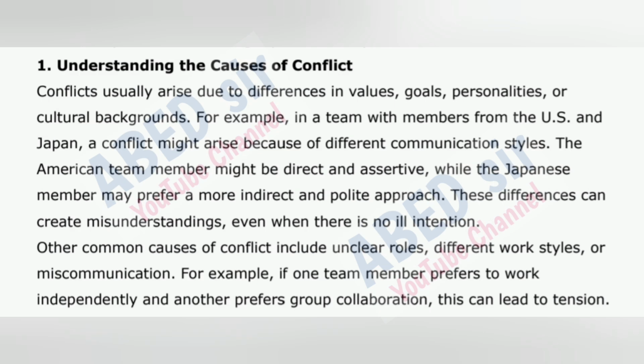1. Understanding the causes of conflict. Conflicts usually arise due to differences in values, goals, personalities, or cultural backgrounds. For example, in a team with members from the US and Japan, a conflict might arise because of different communication styles. The American team member might be direct and assertive, while the Japanese member may prefer a more indirect and polite approach. These differences can create misunderstandings, even when there is no ill intention.